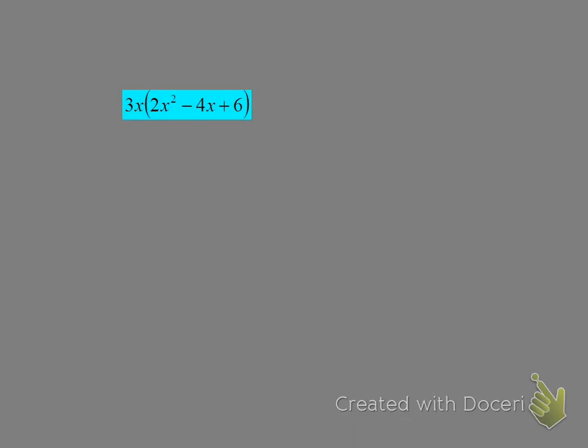Multiplication, more specifically, starts with a D. Distribute. Good. Okay, so we're going to distribute this 3x to each one of these. 3x times 2x squared, times negative 4x, and times 6. Now, remember what you're doing here. These are multiplications. So 3x times 2x squared. 3 times 2 gives you what? 6. Good. What does x times x squared give you? X cubed.